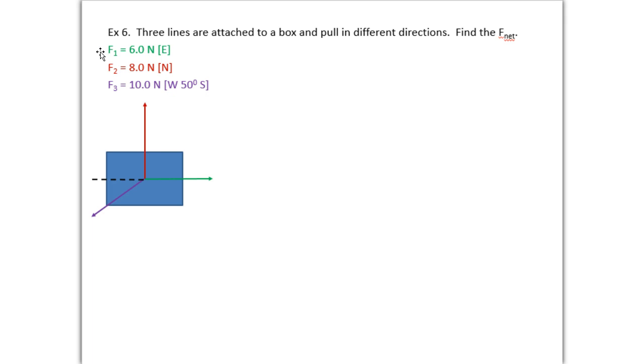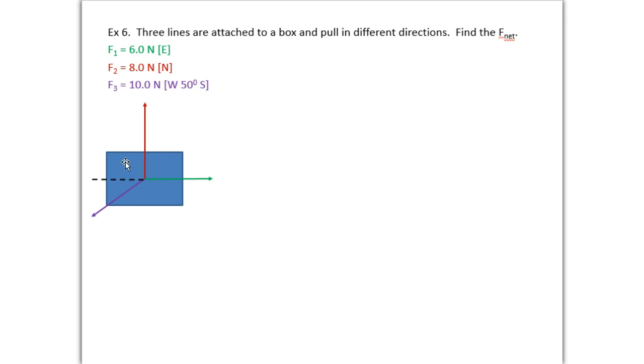So force 1, 6 newtons east, force 2, 8 newtons north, and force 3, 10 newtons west 50 degrees south. So it's up to you to be able to draw a scale net force diagram.